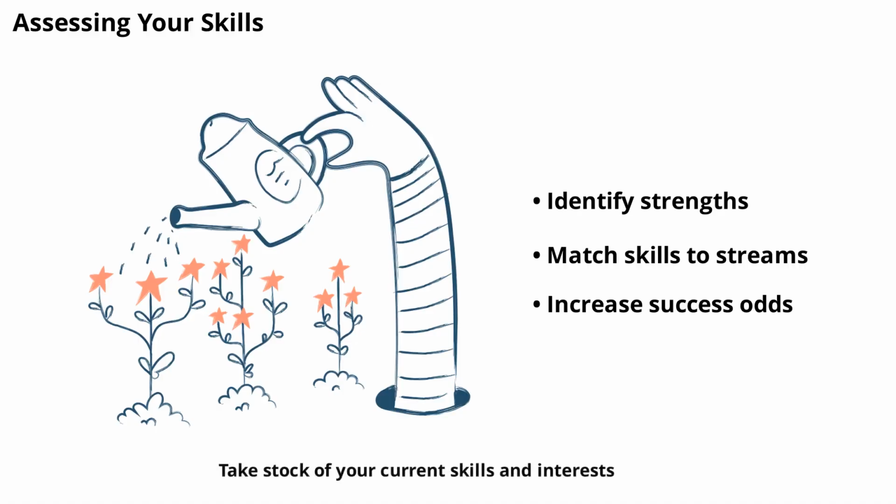Take stock of your current skills and interests. Are you good at writing, teaching, investing, or creating art? Your strengths can guide you toward the most suitable passive income streams. For example, writers might create ebooks, while those with financial knowledge might invest in stocks. Matching your skills to the right opportunity increases your chances of success and enjoyment.